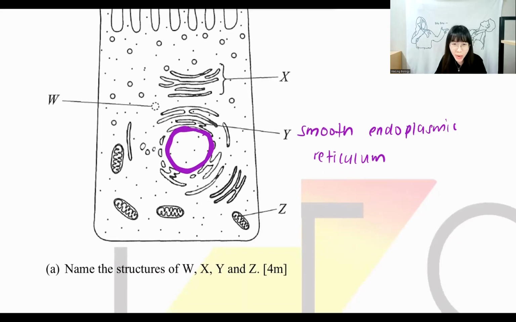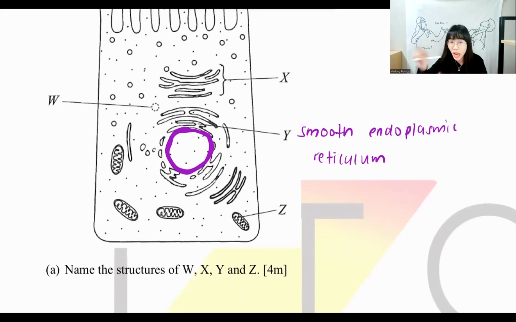Okay, next, let's label X. Can you see X? They are not connected together. They are separated. So what is X? X is Golgi apparatus, correct? Usually when we write Golgi apparatus, the G has to be capital. The G has to be capital, Golgi apparatus.